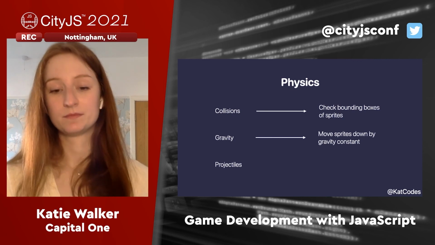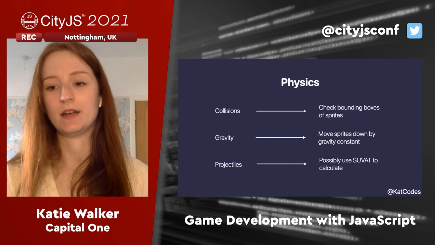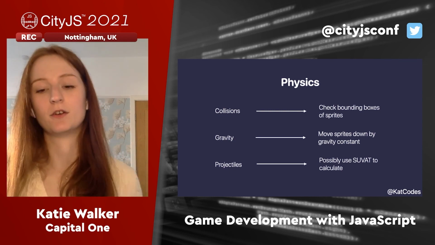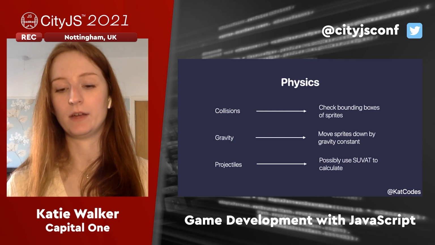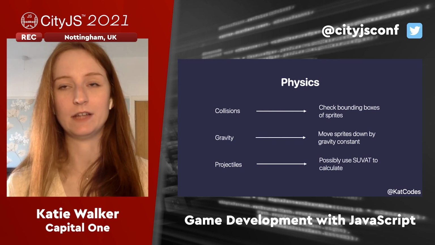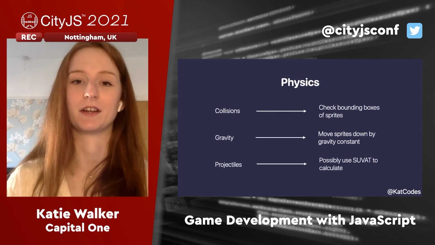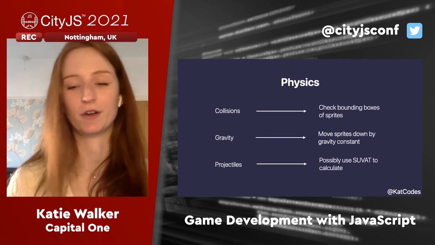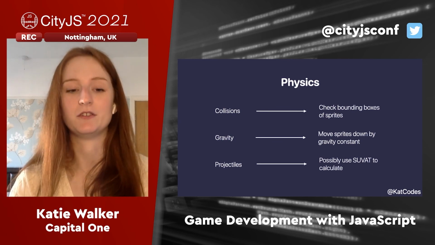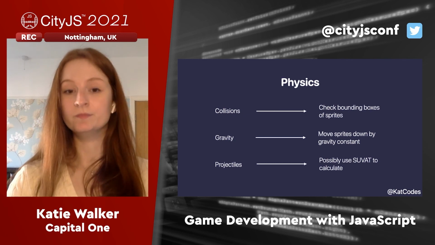And there's projectiles. There's a concept in mechanical maths called SUVAT, which is basically a list of equations that let you calculate how far a projectile is going to go, given you set it off at this speed and it goes this high and whatnot. So there are definitely ways you can do things like projectiles using SUVAT, which is really cool.